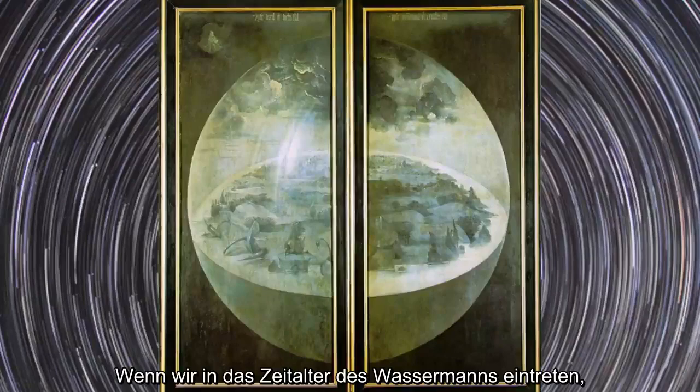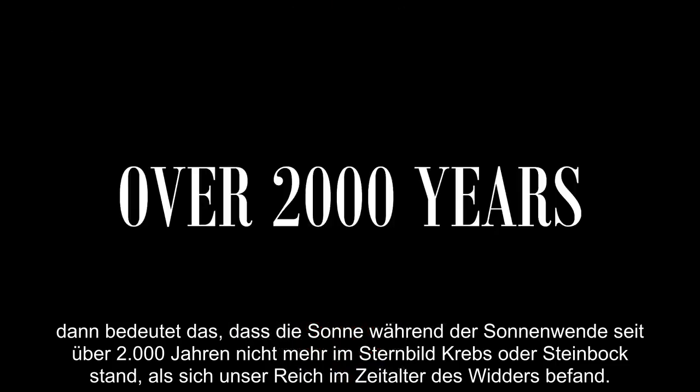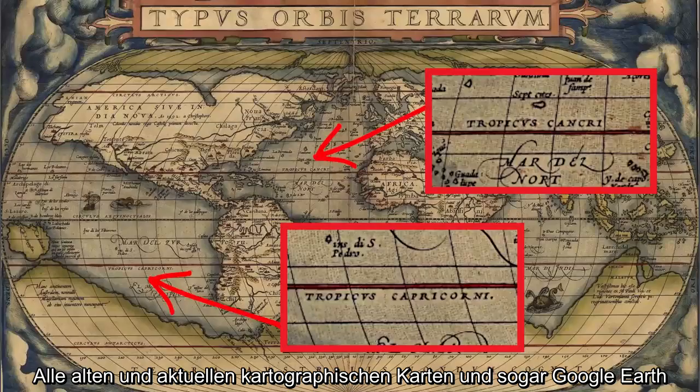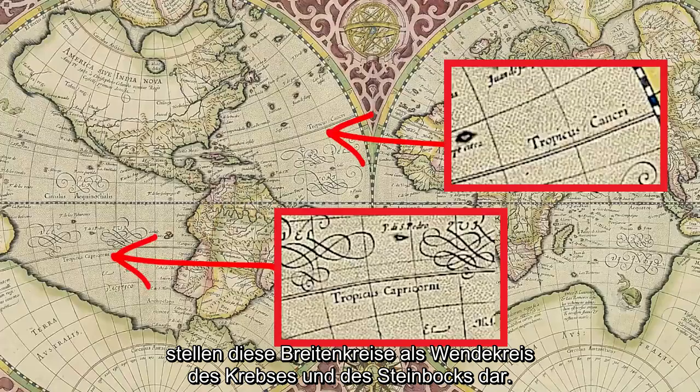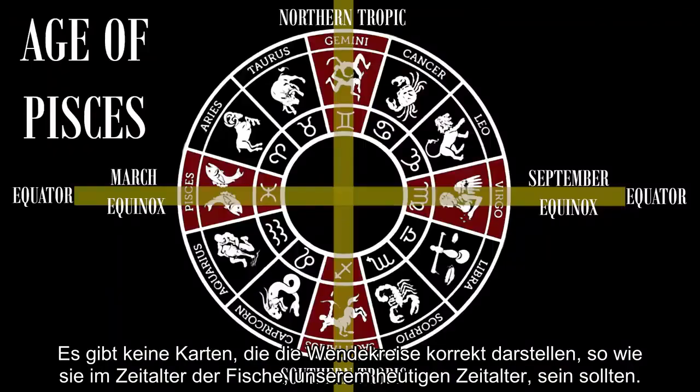If we are entering the age of Aquarius, then that means that the sun has not been in the constellation of Cancer or Capricorn during the solstice for over 2,000 years, when our realm was in the age of Aries. All the old and current cartographic maps, and even Google Earth, represent these circles of latitude as the Tropic of Cancer and Capricorn. There are no maps that present the tropic lines correctly as they should be in the age of Pisces, our current age.